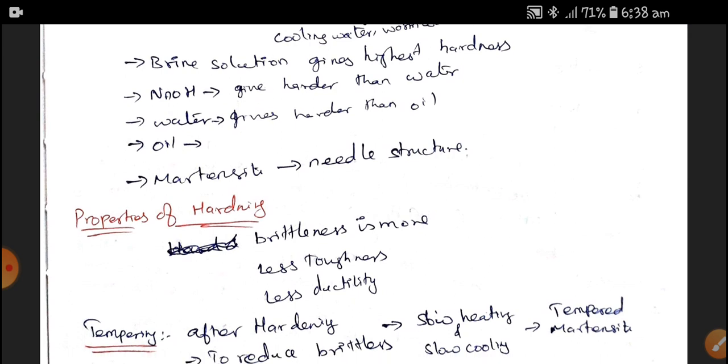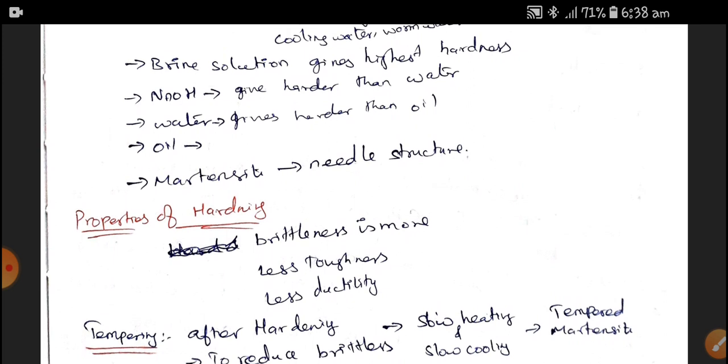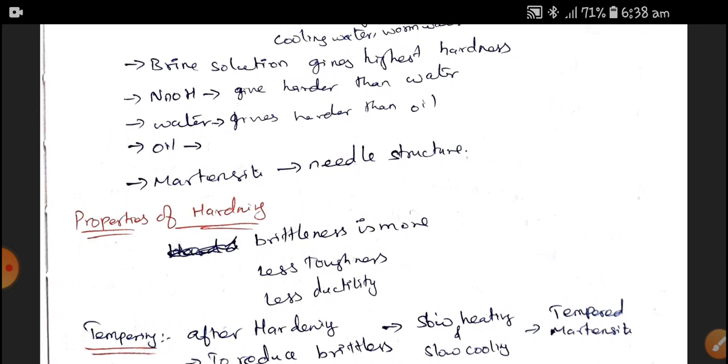Martensitic structure is a needle-like structure. When we zoom in with a metallographic microscope after the hardening process, the structure looks like needles. It is a very hard structure. The outcome properties of the hardening process are that the material becomes more brittle, with less toughness and less ductility. So it is highly hard, but it will easily break. It is not useful at all.